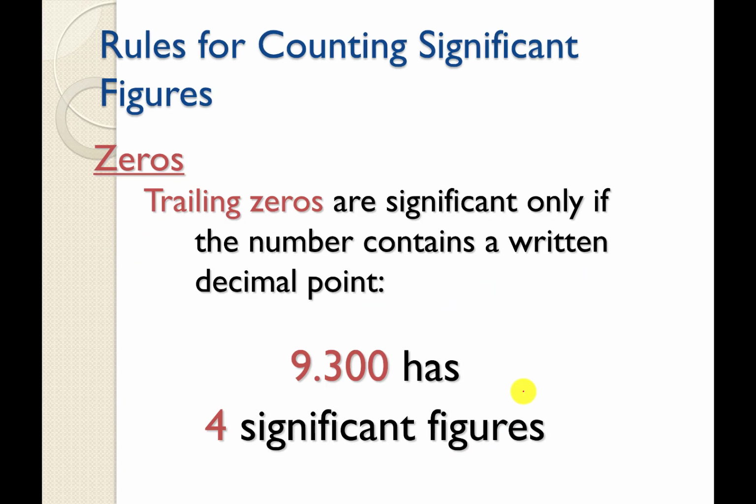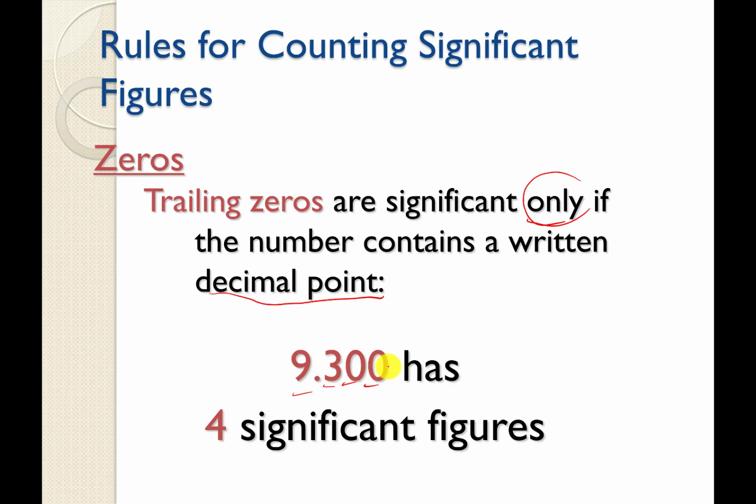Trailing zeros are significant only if the number contains a written decimal point. Now that might seem a little bit random, but again, this is just the way that scientists communicate to each other. This is a convention that has been created so that when one scientist writes down a number, another scientist knows what that number means. So, trailing zeros are significant only if the number contains a written decimal point. So in this case, there is a decimal point in the number. That means every single one of these digits is significant. There are 4 significant figures.